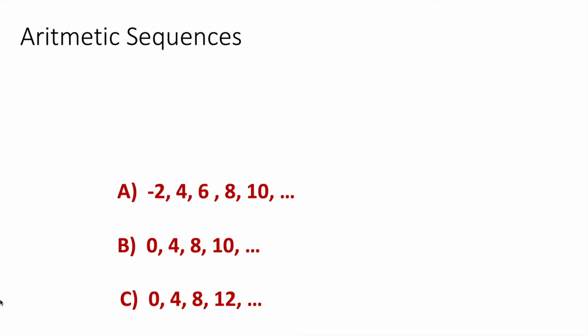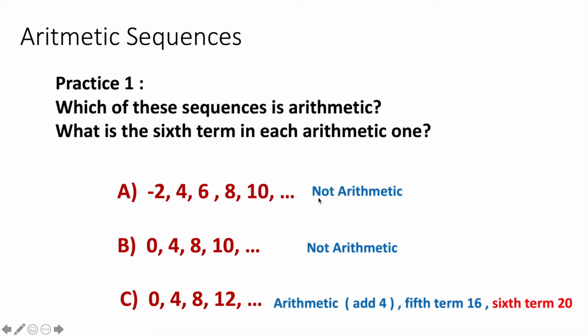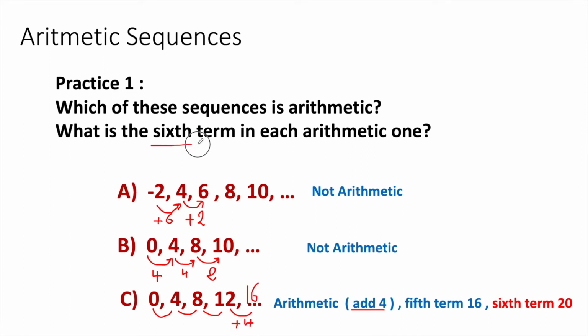Sequence A is not arithmetic because from -2 to 4 we add 6. Okay. And then from 4 to 6 we add 2. So it's not a common difference. Second one, add 4, then add 2 only. So it's not arithmetic. The last one, add 4 everywhere. So it's arithmetic. To get the next one, the fifth, we add 4, we get 16, and then we add another 4 to get 20 for the sixth term.